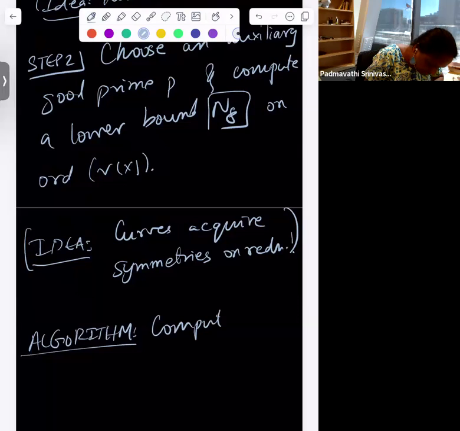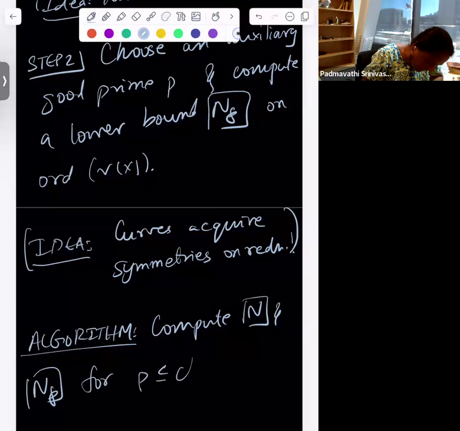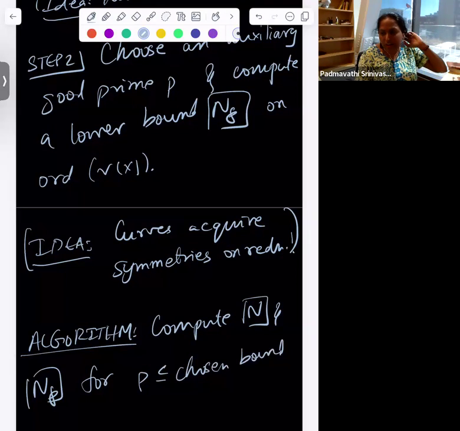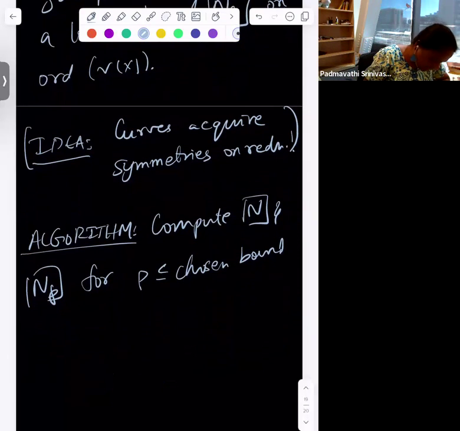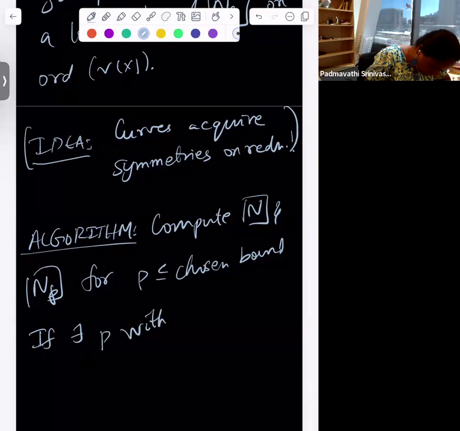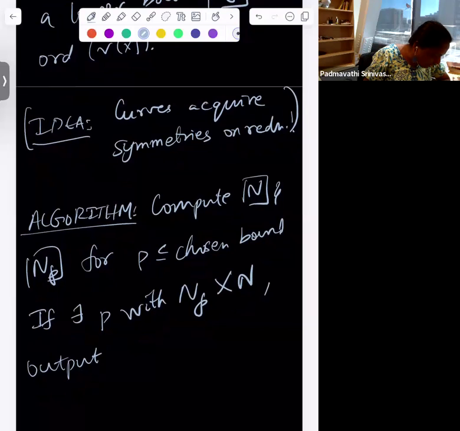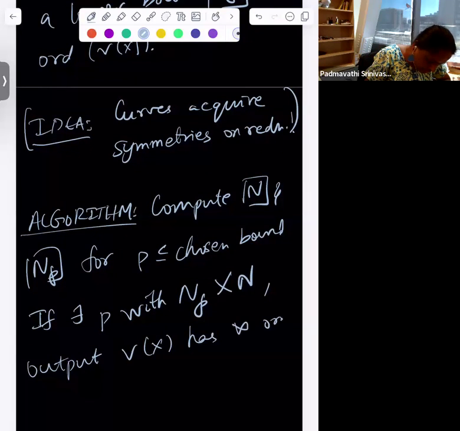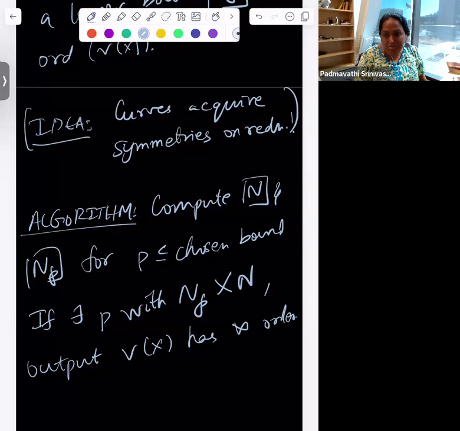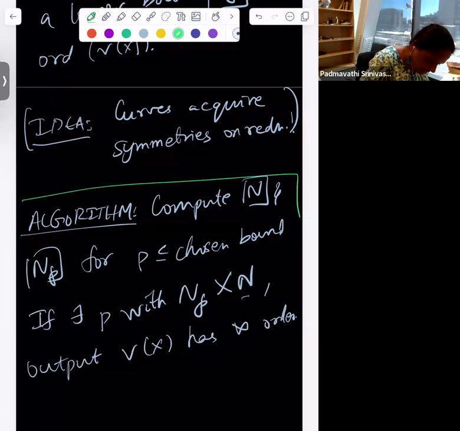So you compute this upper bound on torsion order n, and you compute all these n sub p's for all primes less than your favorite chosen bound. For example, in an initial code, we chose all primes up to 100. If you find even a single prime where this n sub p, this lower bound, does not divide the upper bound, then you output that the Ceresa class has infinite order. If the Ceresa cycle is torsion, it should live in the torsion subgroup. The torsion subgroup has order dividing n, but you found by other means that the Ceresa cycle has order n sub p that does not divide n. So you play off the upper bound with this lower bound, and you're able to produce a certificate that the Ceresa cycle has infinite order.